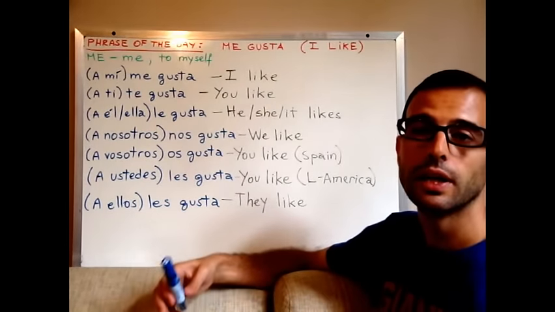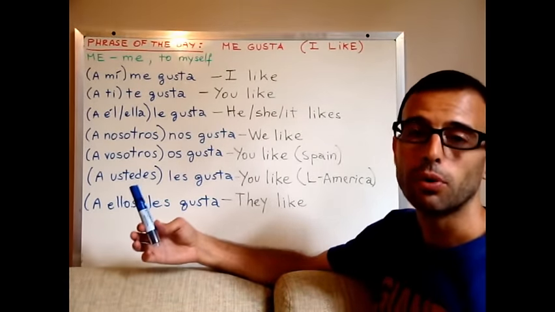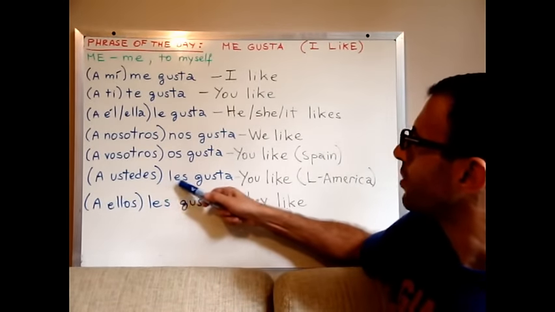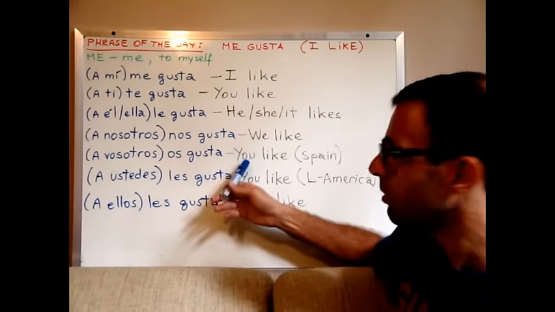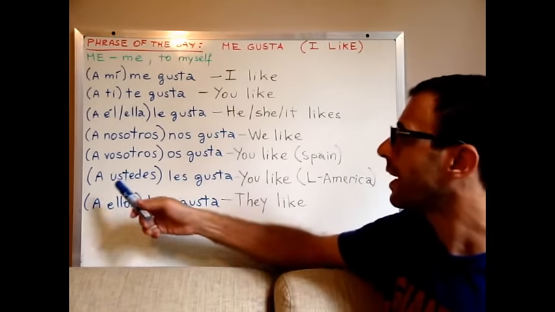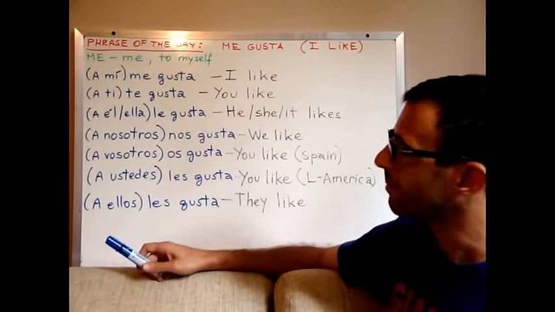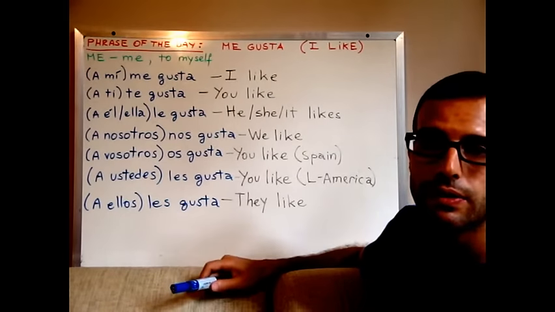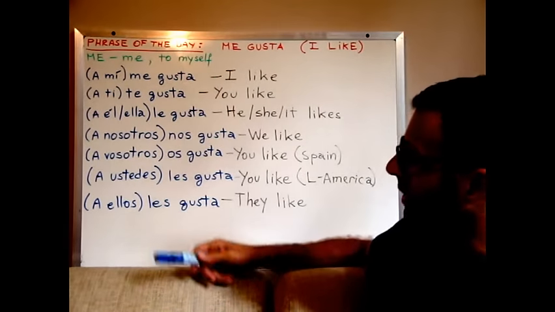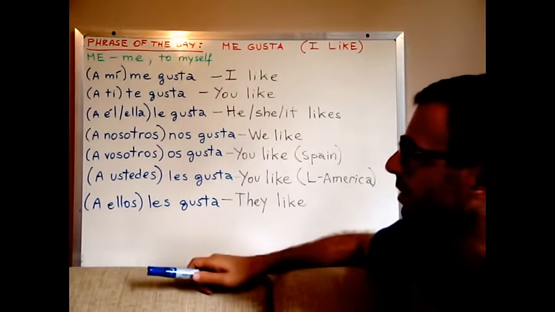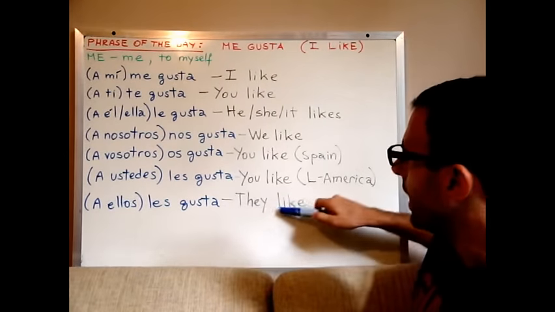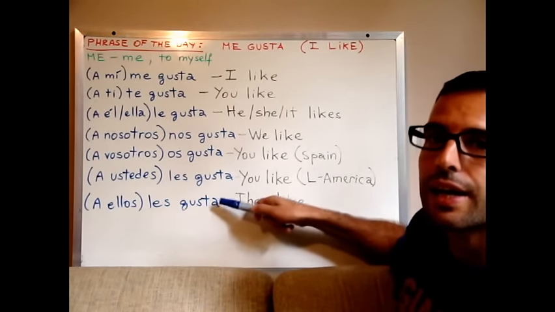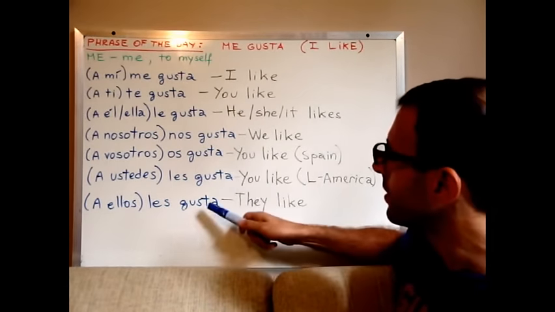You plural in the way it is spoken in Spain. A ustedes les gusta means the same thing, you like, plural, but as it is spoken in Latin America. And a ellos les gusta means they like, okay? Then you can add whatever predicate you want. For example, they like apples. A ellos les gustan las manzanas, right?